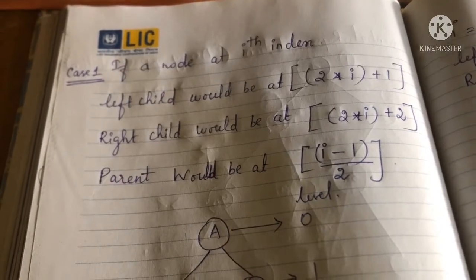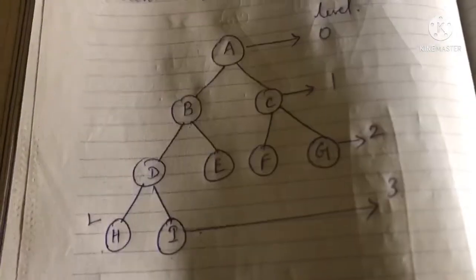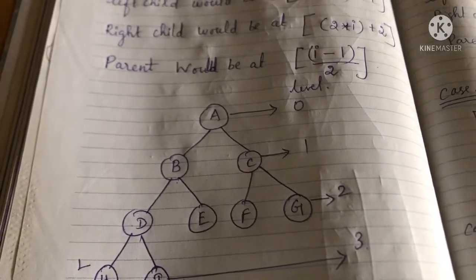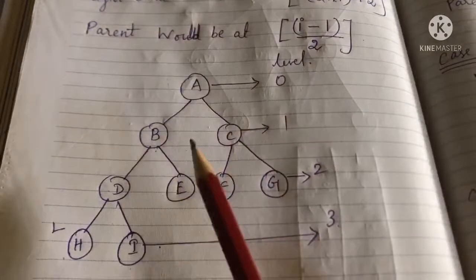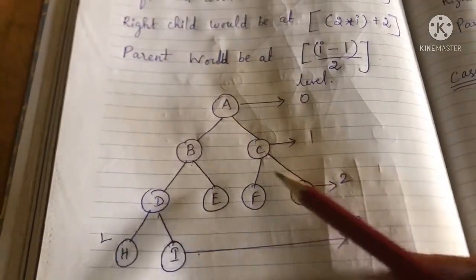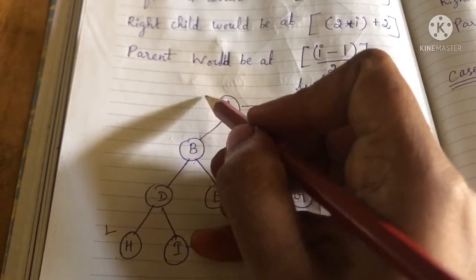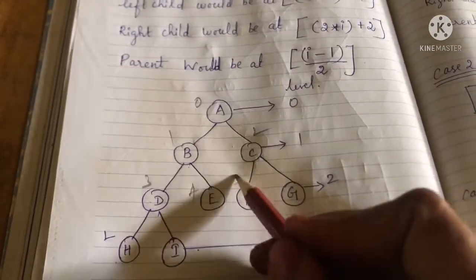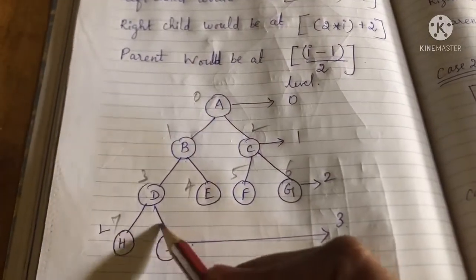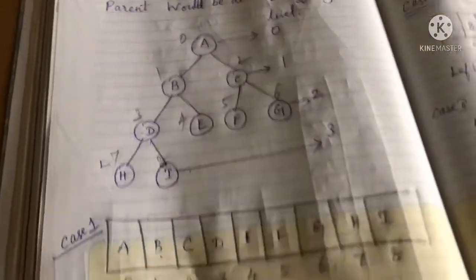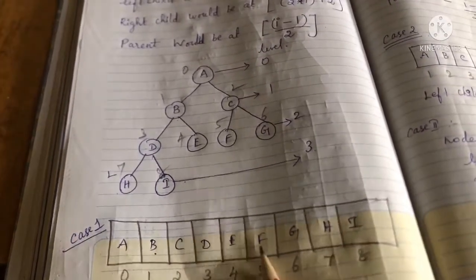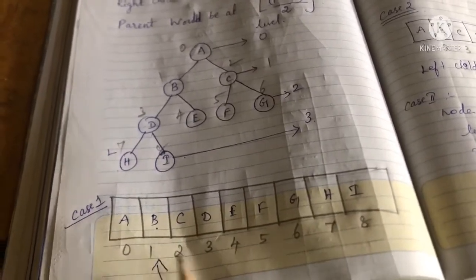Sequential representation has two cases. Case 1 starts from the 0th index, and case 2 starts from the first index. Here the levels are 0, 1, 2, 3, and the indices are 0, 1, 2, 3, 4, 5, 6, 7, 8 likewise. The data in memory are A, B, C, D, E, F, G, H, I.